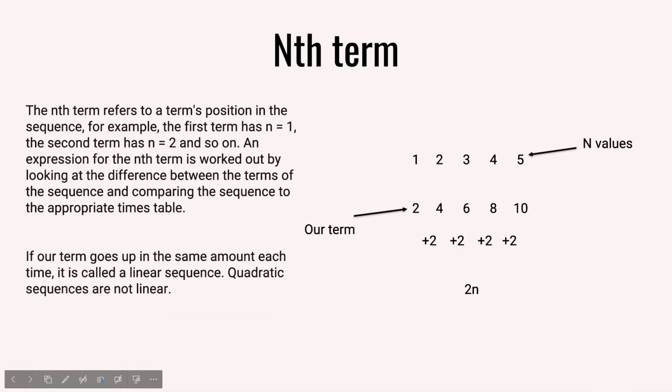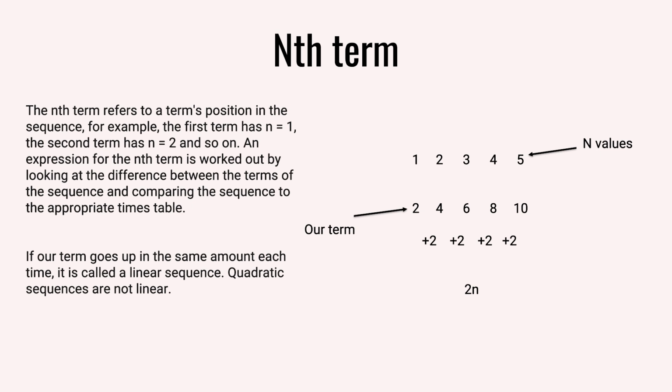So, what is the nth term? The nth term refers to a term position in the sequence. For example, the first term has n equals 1, and the second term has n equals 2, and so on. An expression for the nth term is worked out by looking at the difference between the terms of the sequence and comparing the sequence to the appropriate times tables.